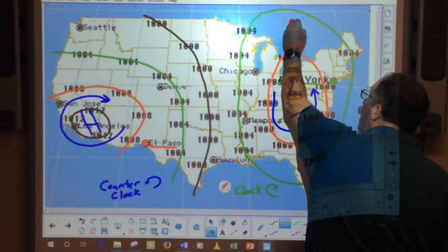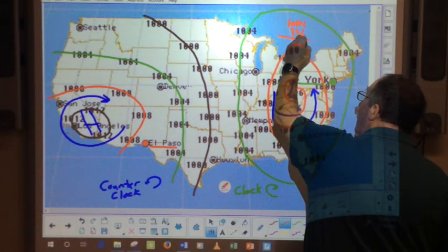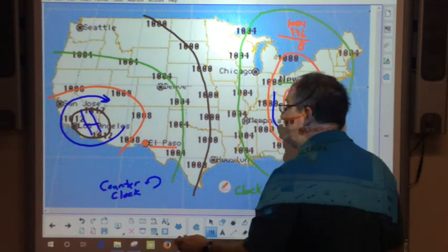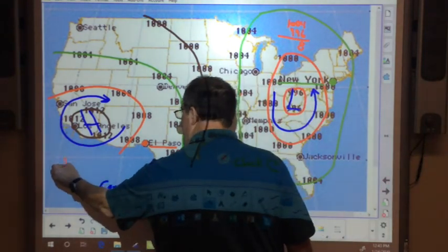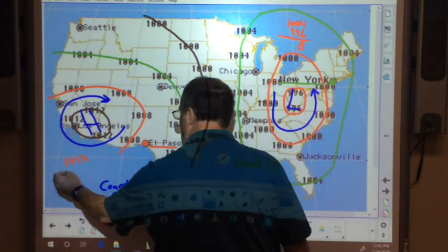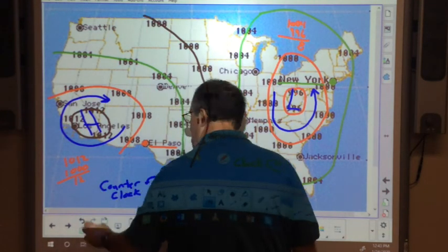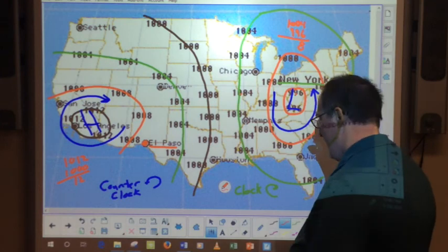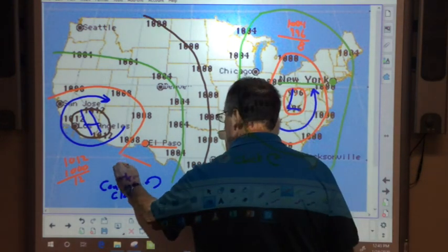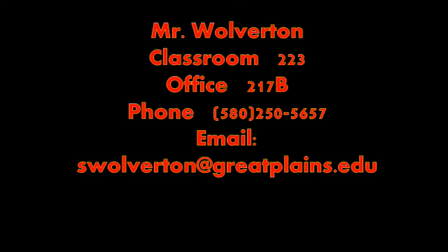So on the east side of the country, we go from 1,004 to 996. That's a difference of 8 millibars. And on the west coast, you go from 1,012 to 1,000. Okay, so that's a difference of 12. So the biggest gap would be on the west coast, and that is where the strongest winds would be. Okay, thank you very much.